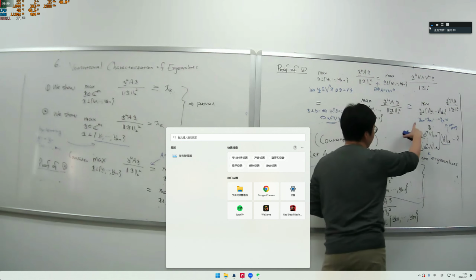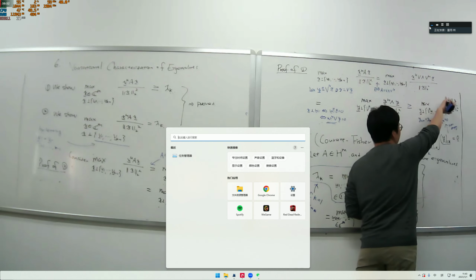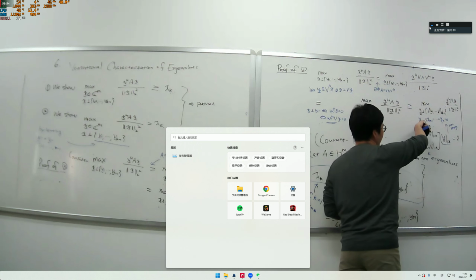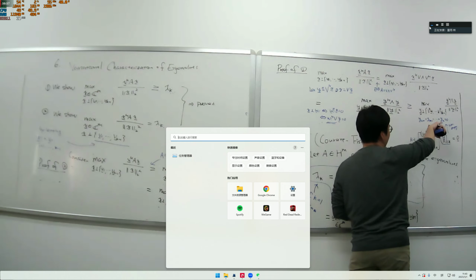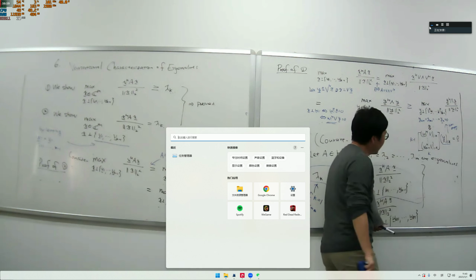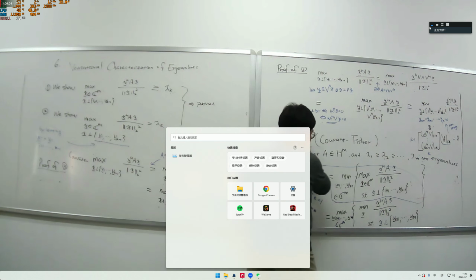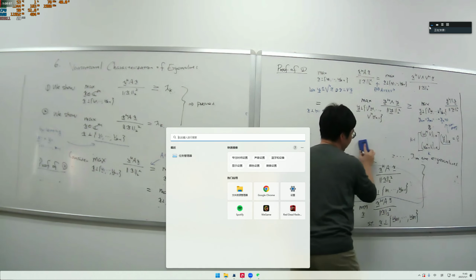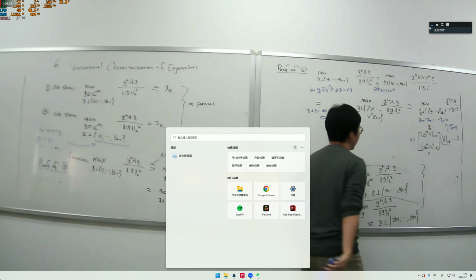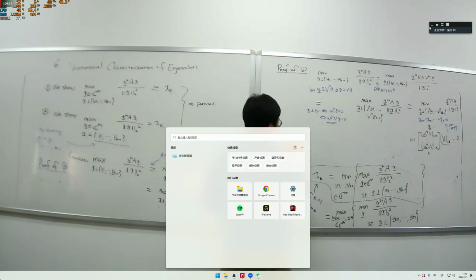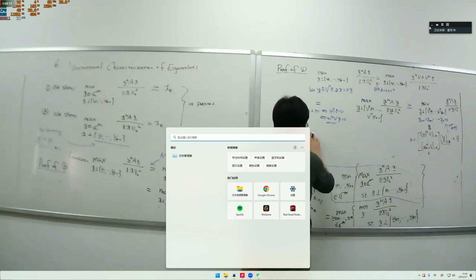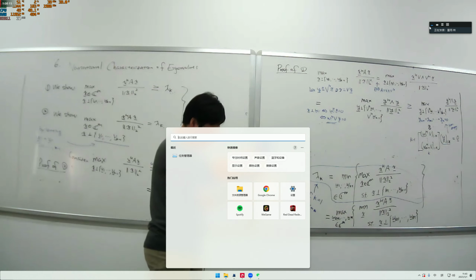Okay, so for this new problem, because now the last n minus k entries of y are enforced to 0, this is equivalent to considering only the first k entries.